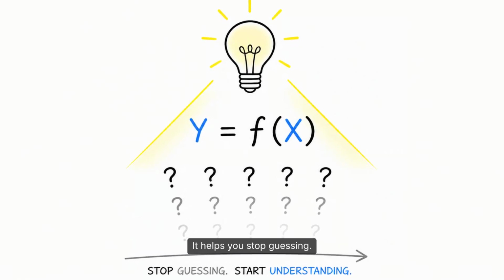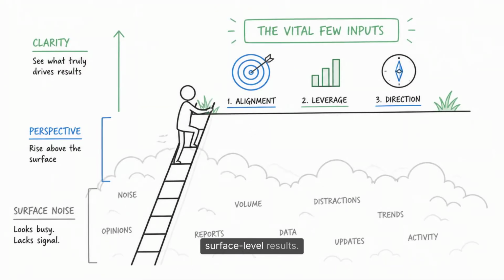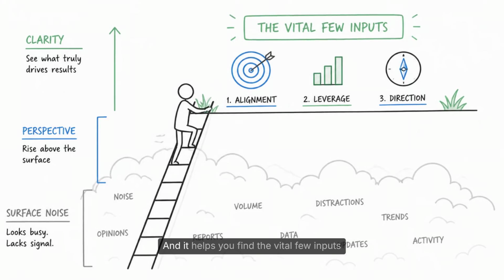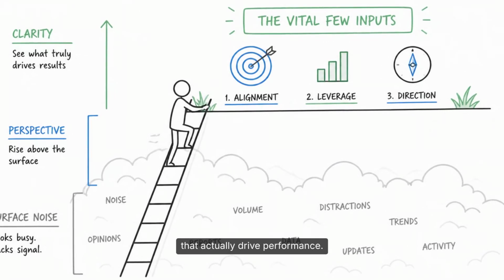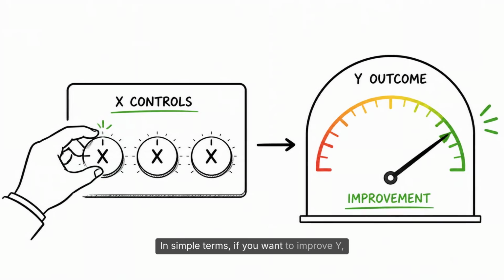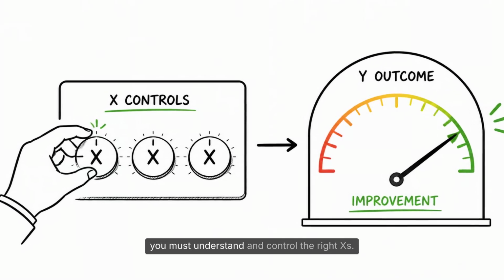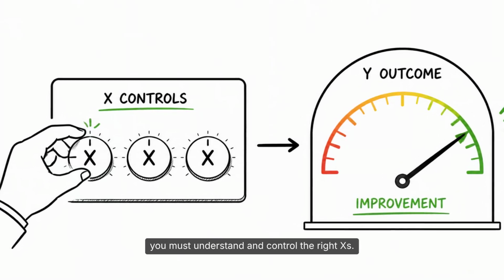It helps you stop guessing. It helps you move beyond surface-level results. And it helps you find the vital few inputs that actually drive performance. In simple terms, if you want to improve Y, you must understand and control the right X's.